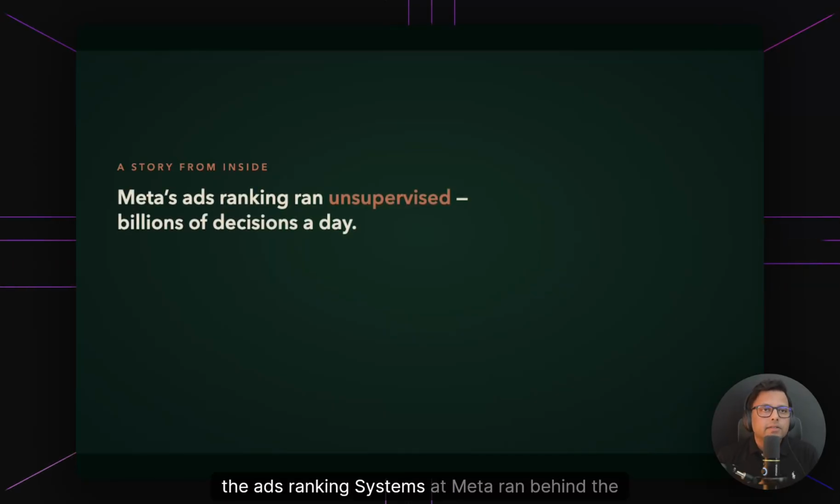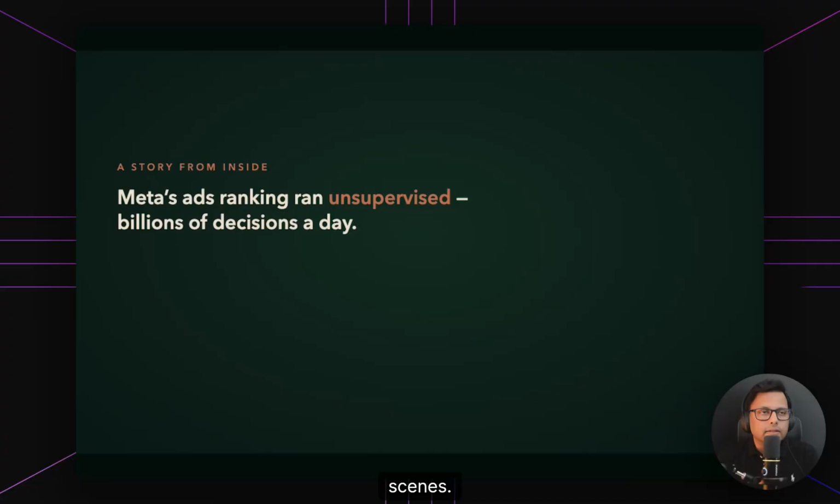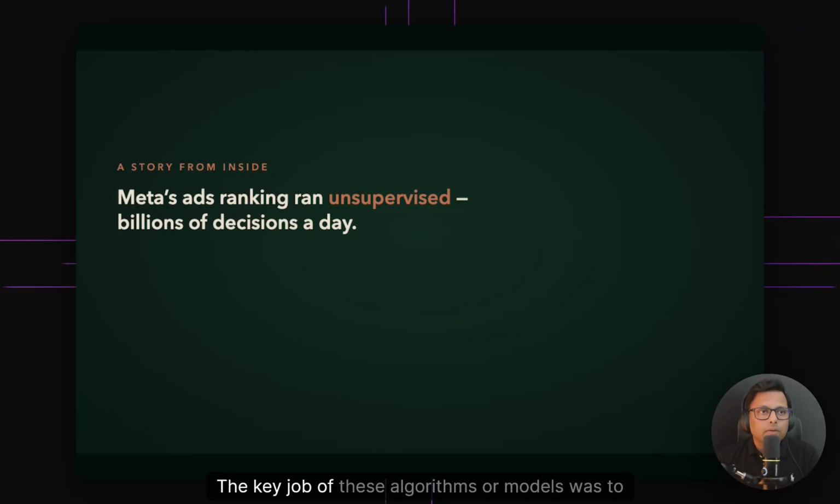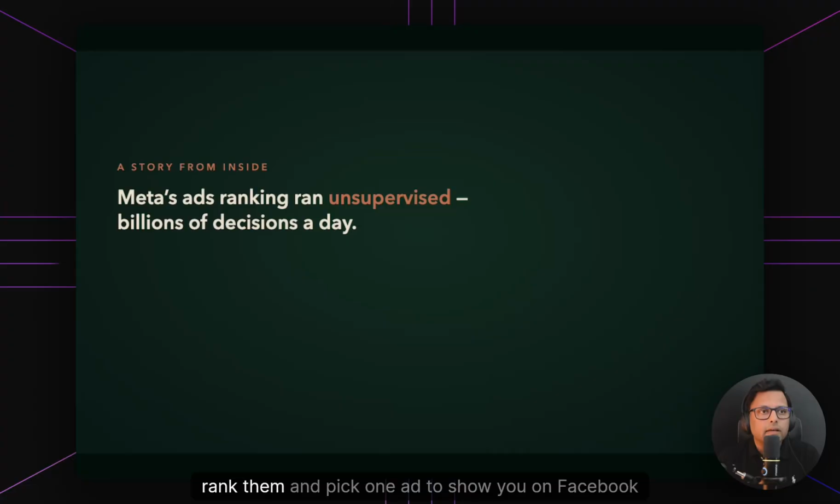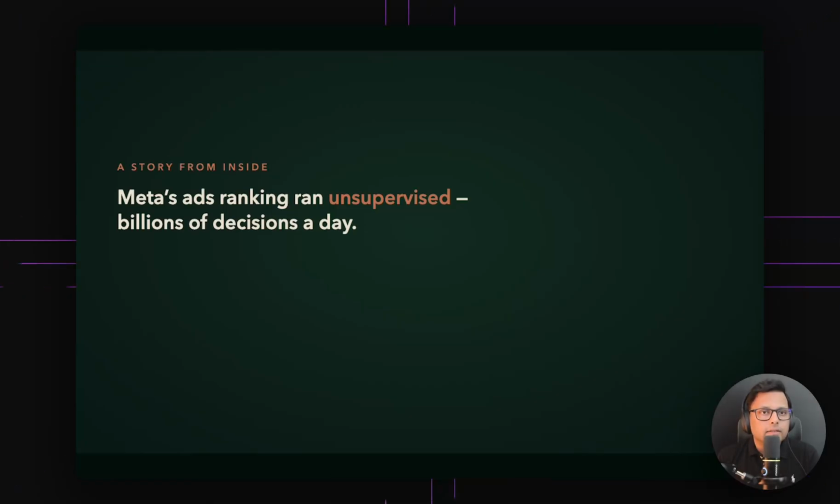The ads ranking systems at Meta ran behind the scenes. It was unsupervised. There was no human in the loop. I'm talking about large scale ad ranking algorithms. The key job of these algorithms or models was to filter millions of ads, rank them, and pick one ad to show you on Facebook or Instagram. That means billions of decisions were being taken behind the scenes. These are large scale AI models computing all of it.